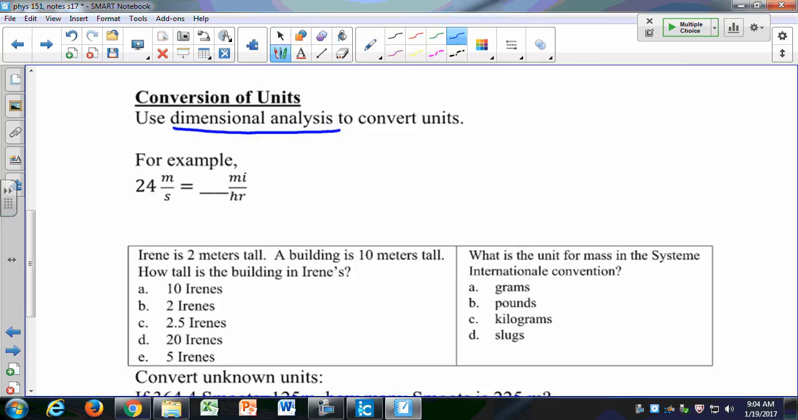So say, for example, I have 24 meters per second, and I want to convert it to miles per hour. Or vice versa, if you want to convert miles per hour to meters per second, how would you do that? You use what we call conversion factors. A conversion factor just says that one unit is equal to so much of another unit. So for example, 1 mile is equal to, does anybody know how many meters are in a mile? We got a bunch of track stars.